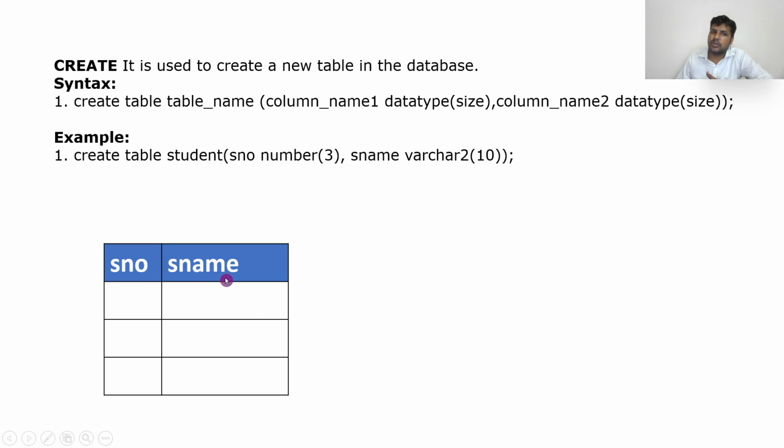Okay, so same with student name. S name is nothing but a student name, so we have given size as 10. Okay, so you can write size 10. Name as a varchar is nothing but a variable character, so you can give characters also, right? So let us see an example in SQL.